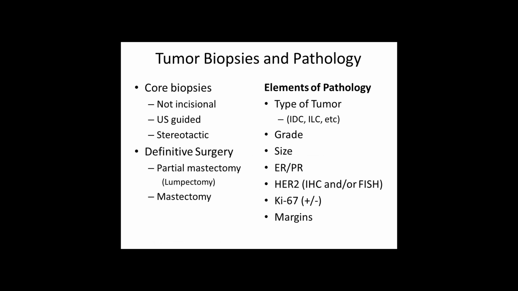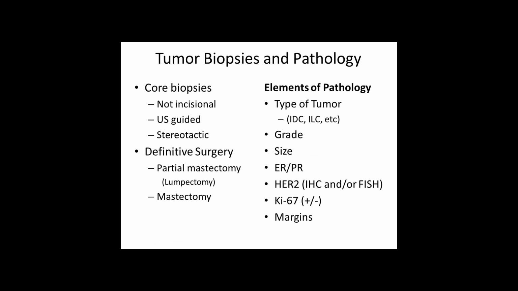How do we make a diagnosis of breast cancer? It starts typically with a core biopsy. This is the best way to make a diagnosis. Core biopsies can be done by ultrasound guidance or by stereotactic guidance. An incisional biopsy is not recommended. Sometimes we still see patients from the outlying rural areas that get those kinds of biopsies, but for many reasons that's not a good thing to do.